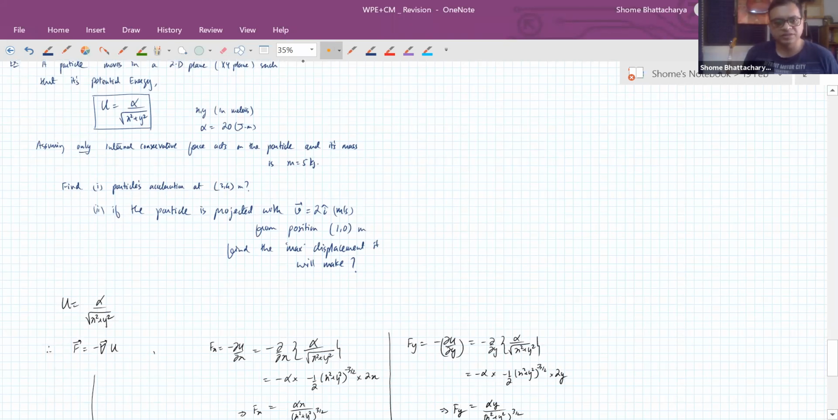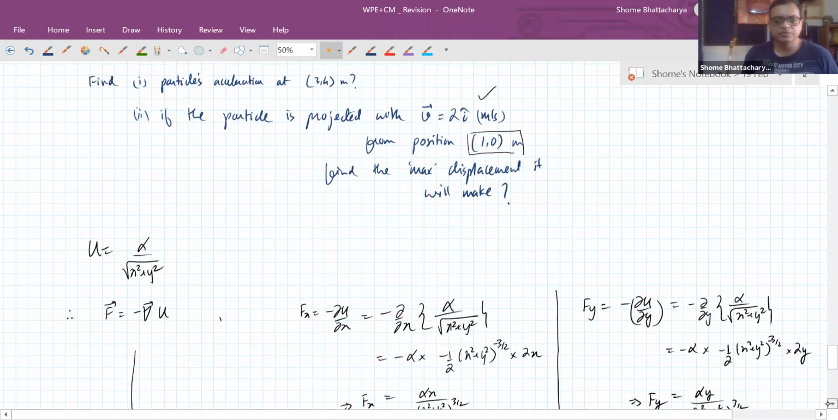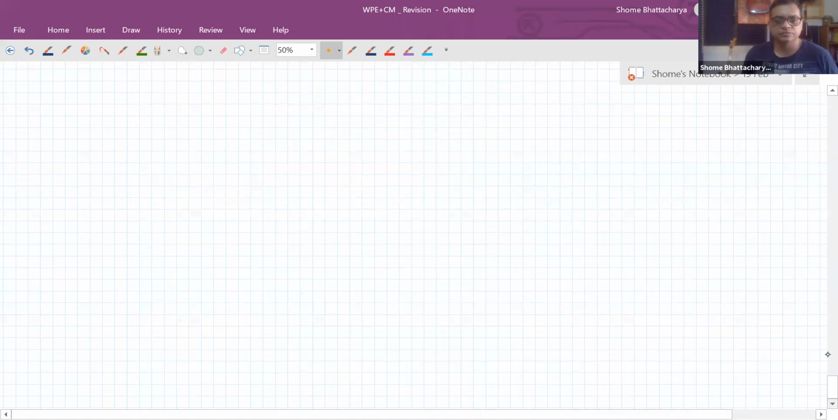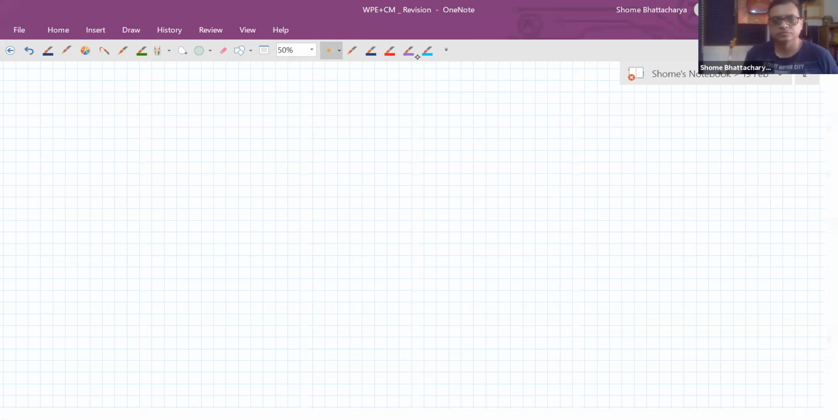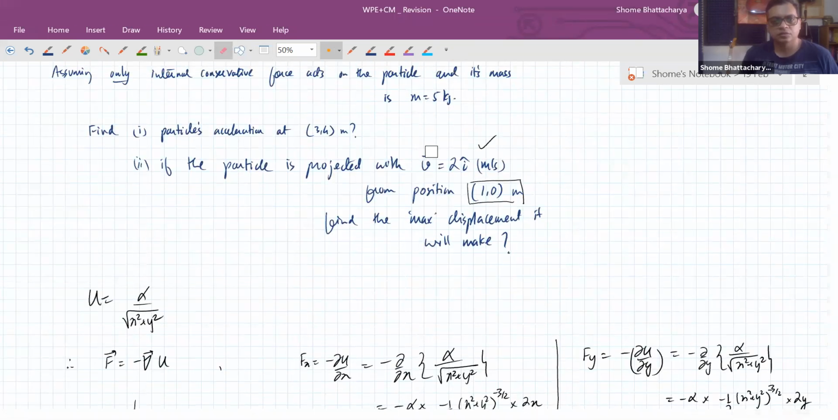Next, let's look at the second part of the question. From this position 1, 0, we are projecting it along the x-axis with a velocity like this. So we have to find the maximum displacement it makes. Sorry, the projection velocity should be along the negative x-axis. We'll just make a correction here.